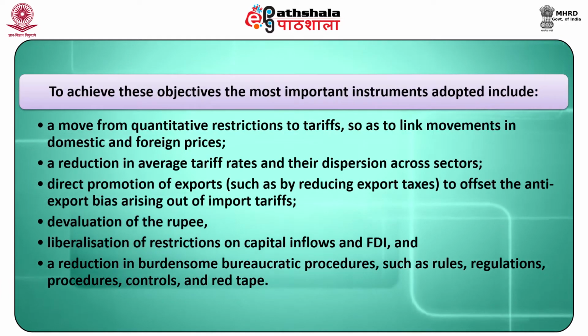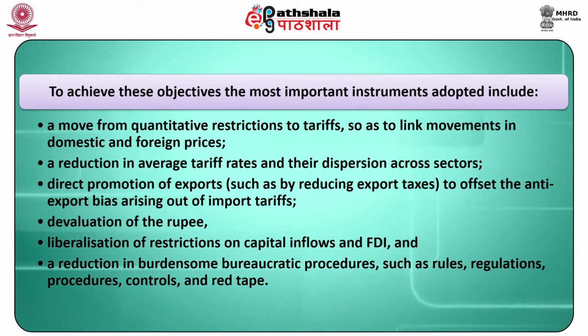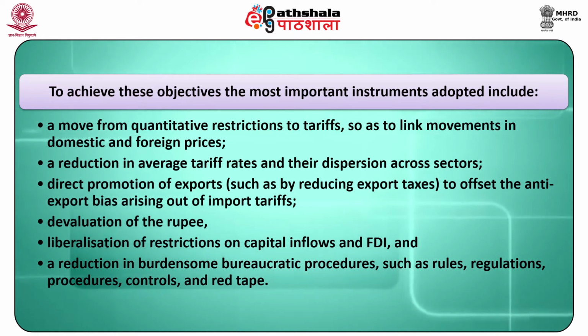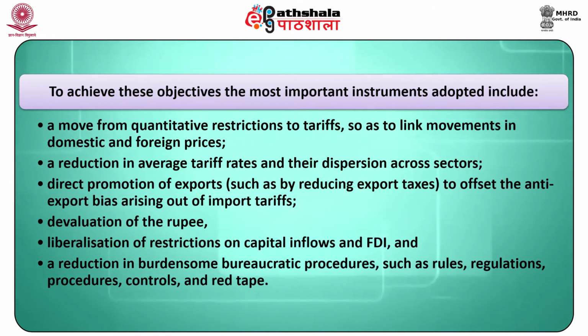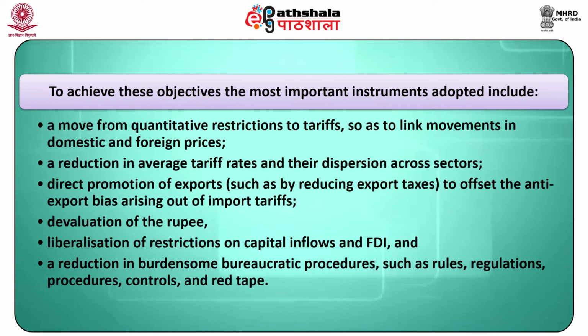To achieve these objectives, the most important instruments adopted include: first, a move from quantitative restrictions to tariffs so as to link movements in domestic and foreign prices; secondly, a reduction in average tariff rates and their dispersion across sectors; thirdly, direct promotion of exports such as by reducing export taxes to offset the anti-export bias arising out of import tariffs; fourth, devaluation of the rupee; fifth, liberalization of restrictions on capital inflows and FDI; and finally, a reduction in burdensome bureaucratic procedure such as rules, regulations, procedure, control and red tapeism.